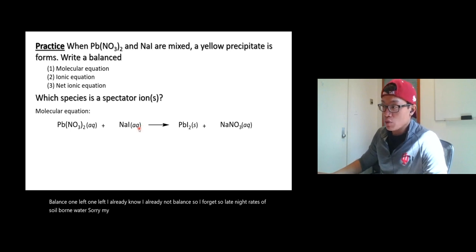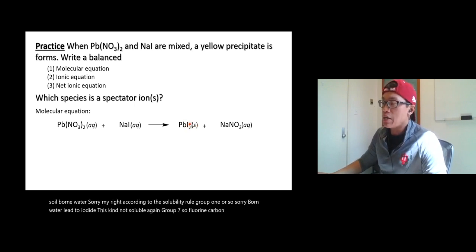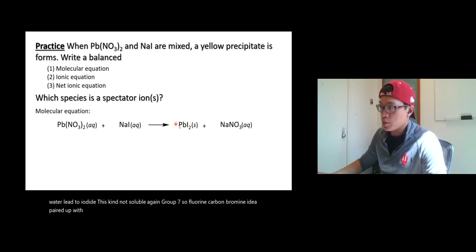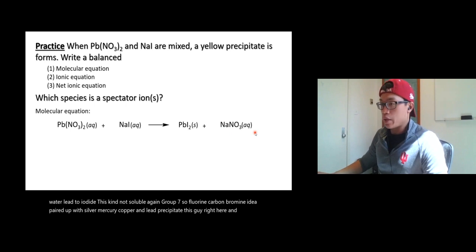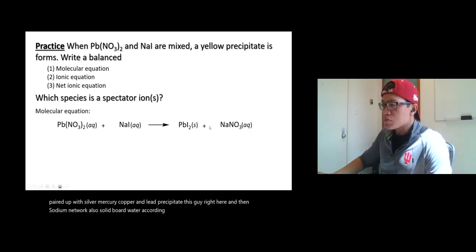According to the solubility rule, group 1 is also soluble in water. Lead 2 iodide, this one is not soluble. Again, group 7, so fluorine, chlorine, bromine, iodine, pair up with silver, mercury, copper, and lead, and they precipitate. This one right here. And then sodium nitrate is also soluble in water according to the solubility rule. Anyway, next one, balance the equation.